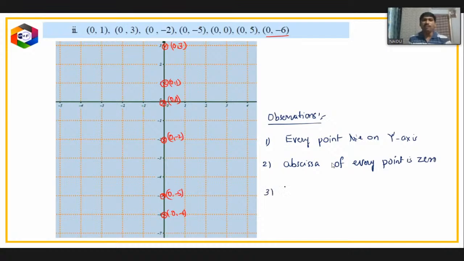And third one, general form of every point on the y-axis. So for every point the x value is 0, y will be something, either positive or negative. So the general form of any point will be equal to 0 comma y. So here in this question it is asked to find the points which are given, and first of all we have to plot all the points, and after plotting the points, what do you observe from the graph.